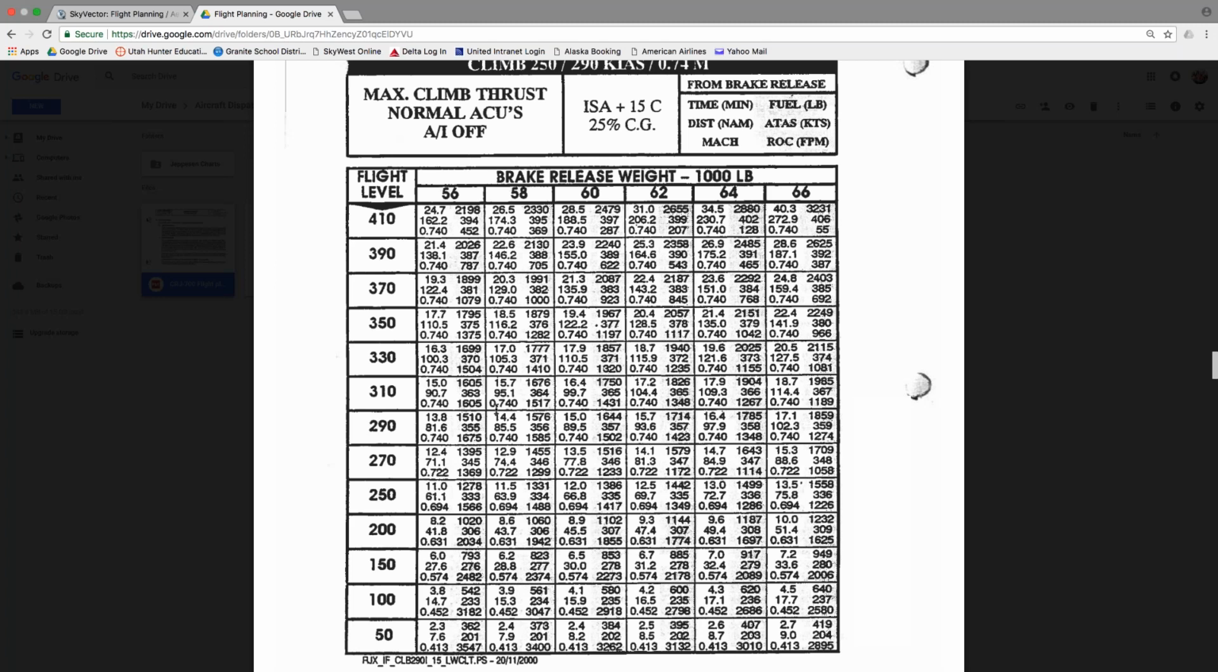So we're between 64 and 66 pounds, so you have to average the 4 boxes. So we're looking at our time, our distance, and our fuel.